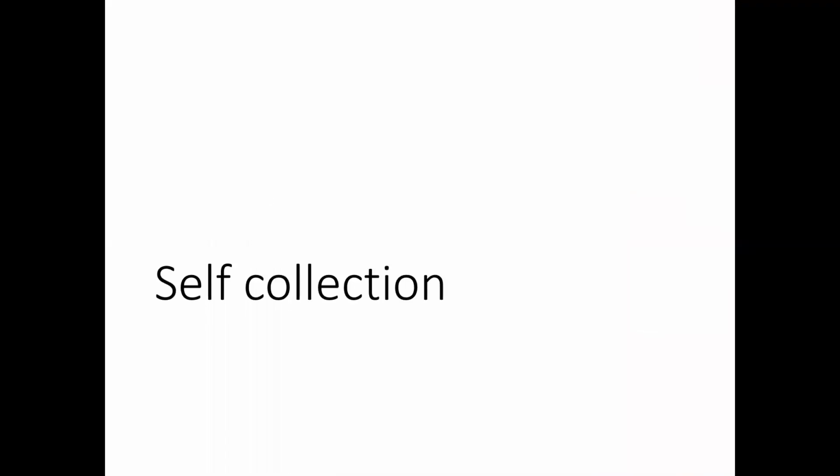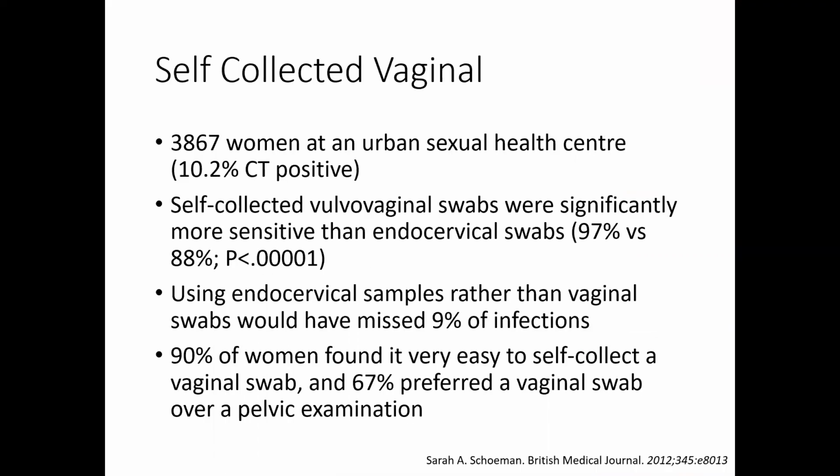So talking again about the next topic, self-collection. There have been self-collected vaginal swabs, and there's been good evidence for doing that. I hope many of you are already doing self-collected vaginal swabs in your center. This study back in 2012 showed that in a high-risk population, an urban sexual health center with a 10% chlamydia rate, self-collected swabs were actually better than clinician-collected endocervical swabs. So you can see here 97% versus 88%. In this setting, they would have missed 9% of infections.